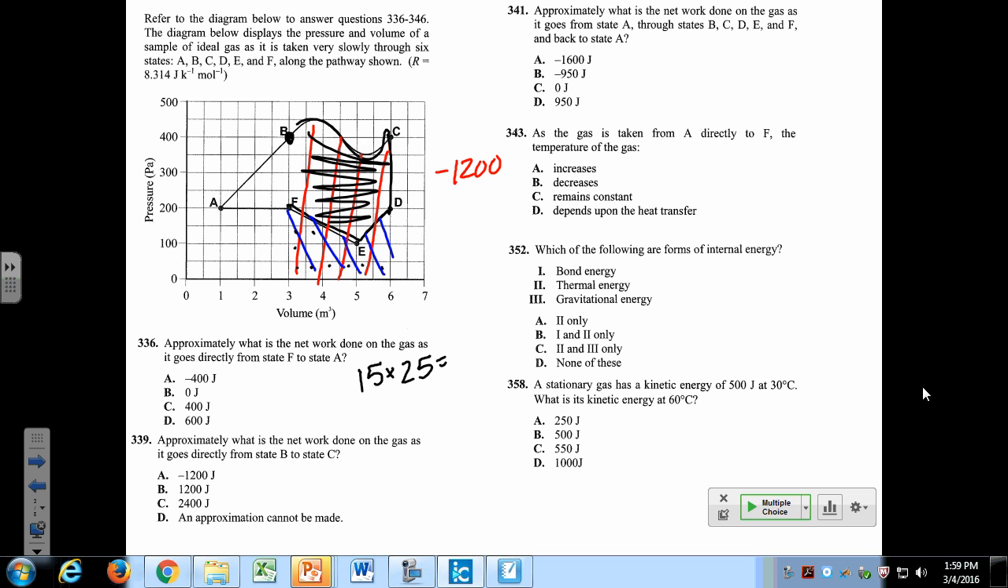That's going to be 250 plus 125, about 375, roughly. So I'm going to add that to my minus 1200. This area is about 375. Minus 1200 plus 375 is going to be my minus 950. So B is going to be the right answer.